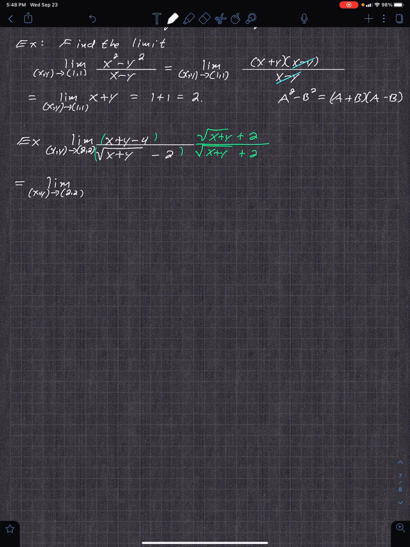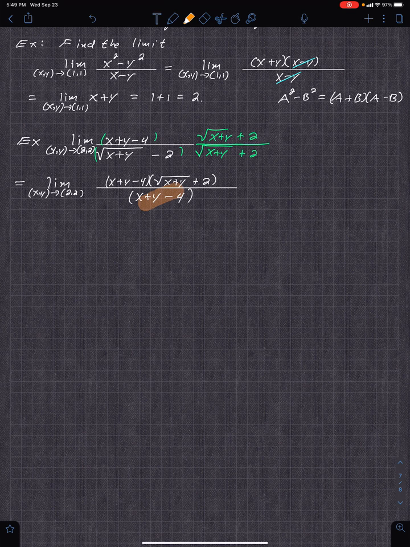And so in the numerator, we'll just leave it for now. That's just x plus y minus 4 times the square root of x plus y plus 2. I'm not sure if we need to multiply that out or not. I don't think we do. The denominator ends up being x plus y minus 4. Oh, and look, do you see an x plus y minus 4? Yes, we do.